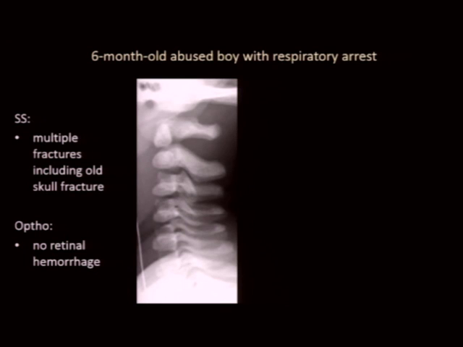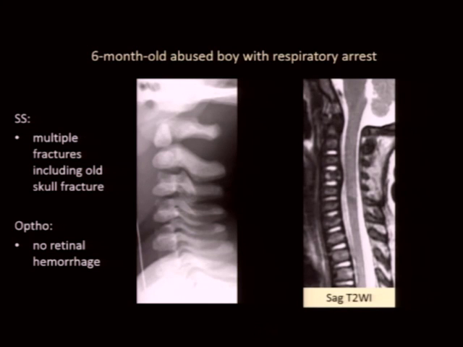This is a 6-month-old child who presented with respiratory arrest. The skeletal survey was positive for multiple fractures. There was no retinal hemorrhage. The lateral plain film was read as normal. In retrospect, you can make out a little double density there, nothing you would identify prospectively. This is the MRI examination with some loss of height of the C4 vertebral body that was interpreted as a simple compression fracture. On the CT, and you can also see an additional fracture here at C7, not apparent on the radiograph. So again, an additional yield of 1 fracture on the MR.